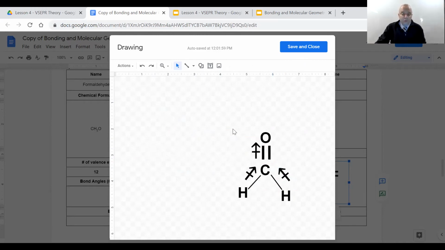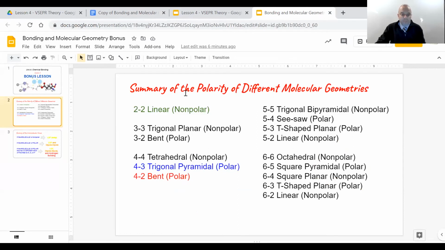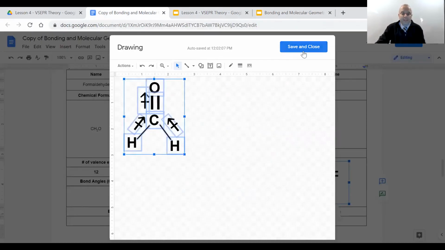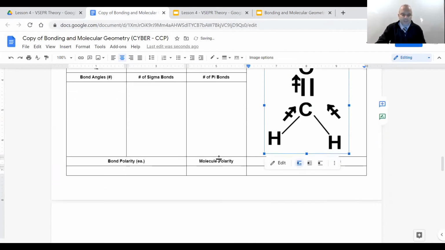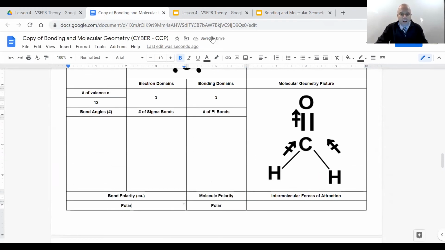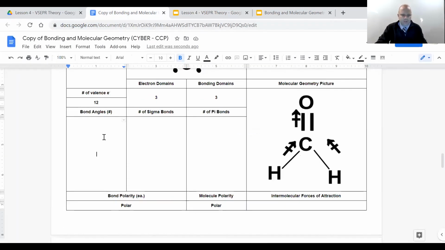Now, this is where it gets a little tricky. The cheat sheet that I made for you says that a 3-3 should be nonpolar. However, that's only true if everything attached is the same. But because we have 2 hydrogens and 1 oxygen attached, automatically this is going to be polar. So for the molecule polarity here, we're going to write in polar. This is also going to be polar as usual. Okay, let's go for the bond angles. Drop that in.